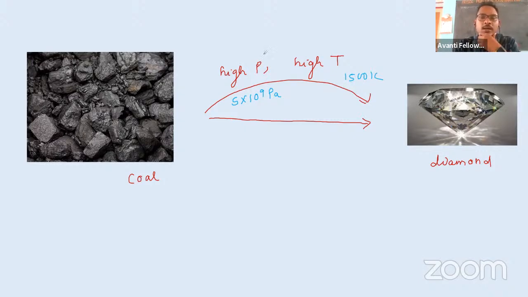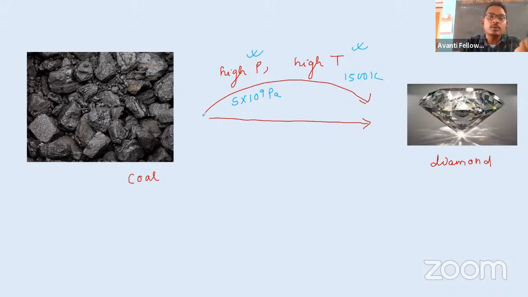That means if we can understand what is actually happening at the microscopic level, then we can alter things. If we have some coal or graphite, and we somehow provide this much pressure and temperature, then definitely we can convert it into diamond. Perhaps you have heard of artificial diamond. They are converting those things by this method.